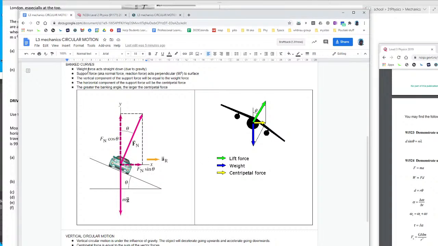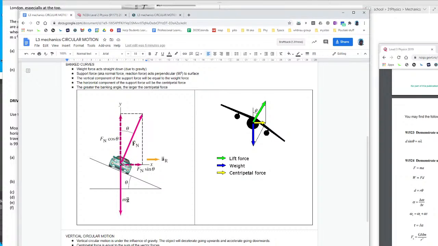So what have I said there? I said the weight force acts straight down due to gravity. The support force, aka normal force or reaction force, acts perpendicular to the surface. The vertical component of the support force will be equal to the weight force. So this weight force is going to be equal to the vertical component of that support force.